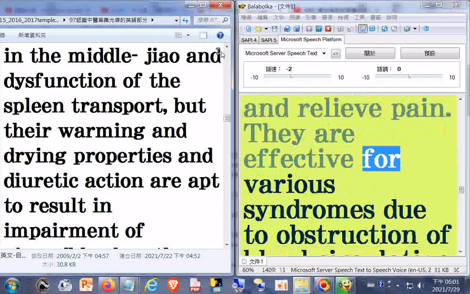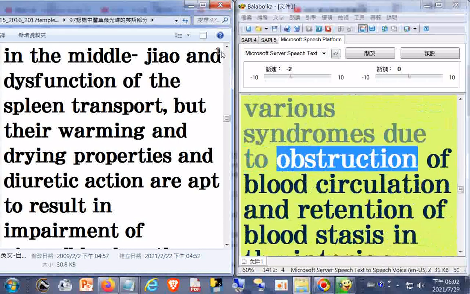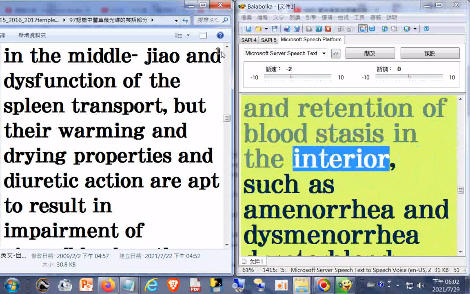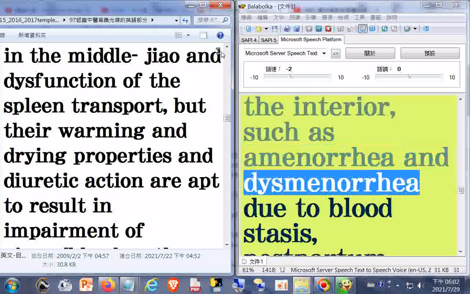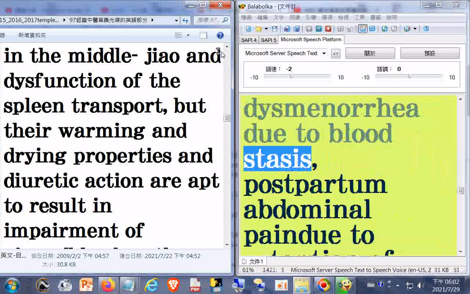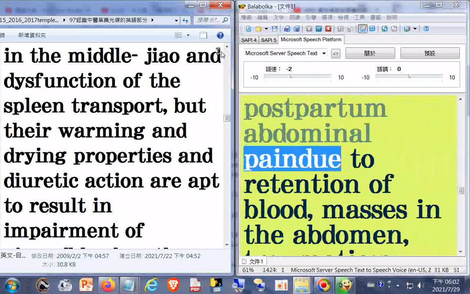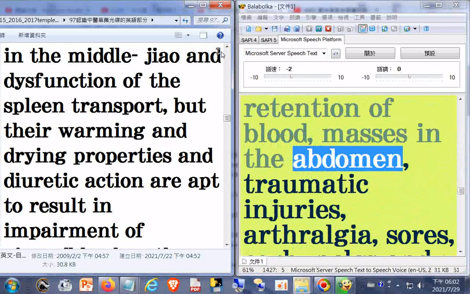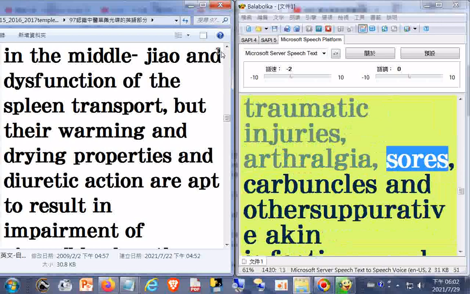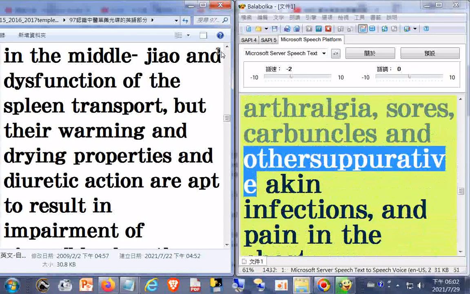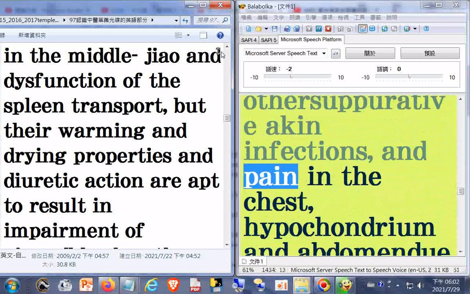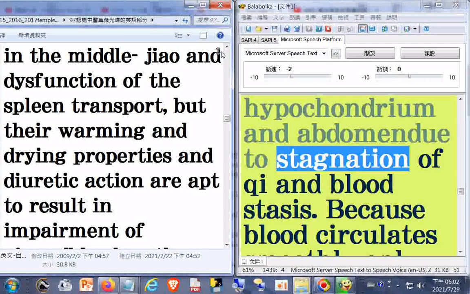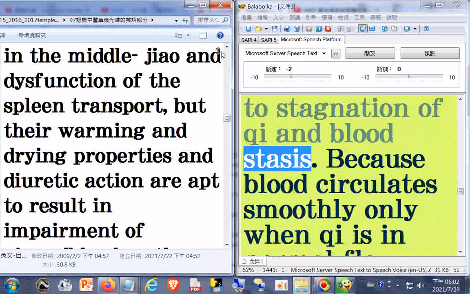They are effective for various syndromes due to obstruction of blood circulation and retention of blood stasis in the interior, such as amenorrhea and dysmenorrhea due to blood stasis, postpartum abdominal pain due to retention of blood, masses in the abdomen, traumatic injuries, arthralgia, sores, carbuncles and other suppurative aches and infections, and pain in the chest, hypochondrium, and abdomen due to stagnation of qi and blood stasis.